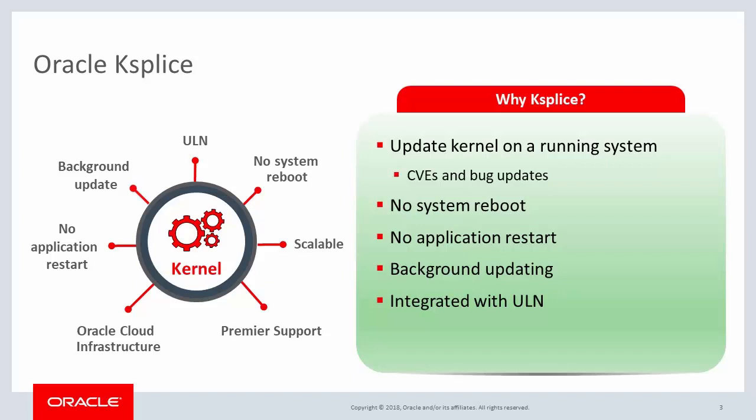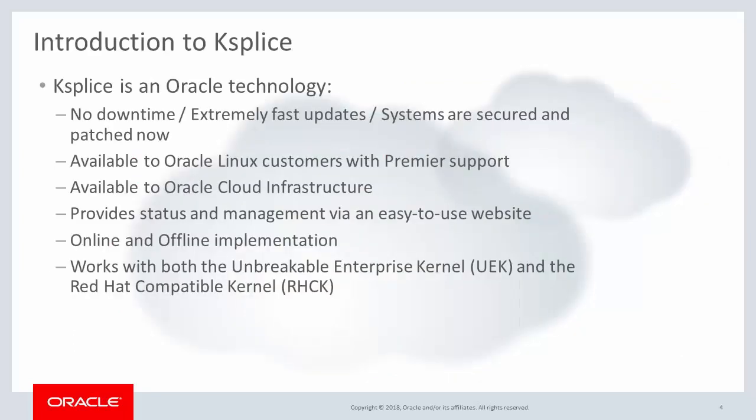Systems registered with Oracle's Unbreakable Linux Network can use ULN to allow Ksplice to obtain and install required patches. To avail of Oracle's Ksplice technology, Oracle Linux customers need to register their systems with the Unbreakable Linux Network and also have a Premier support contract.